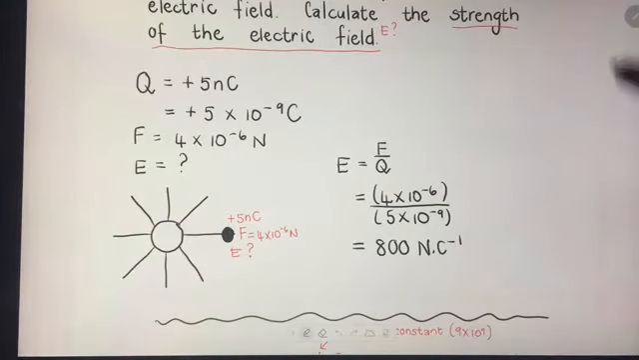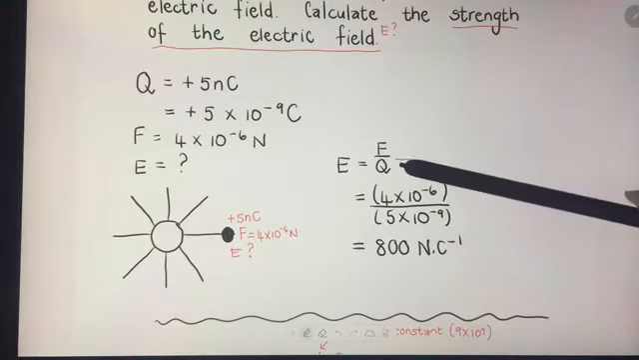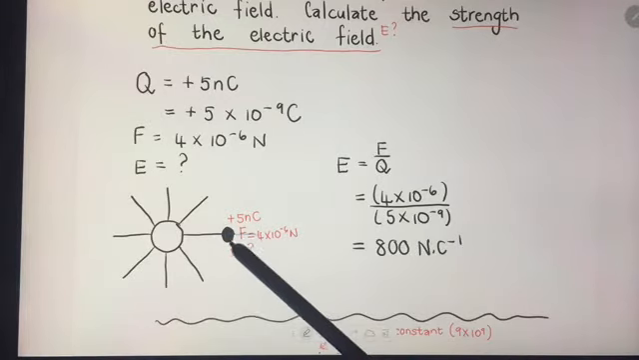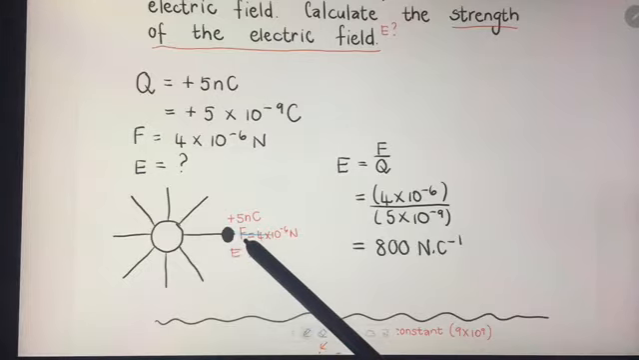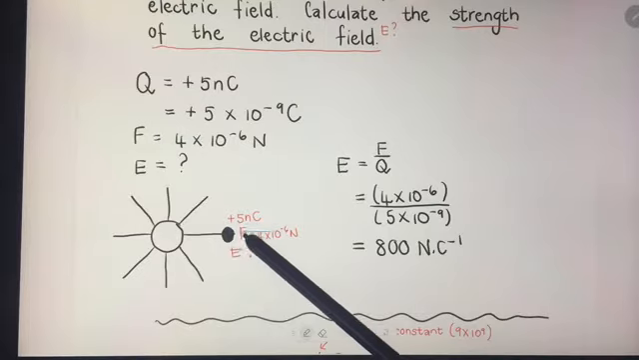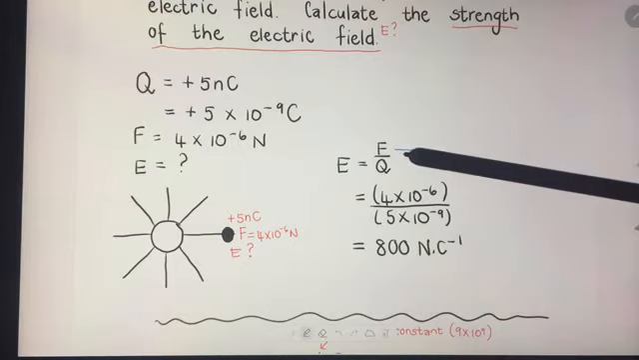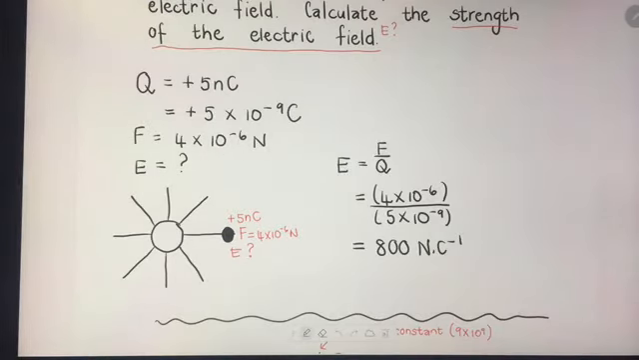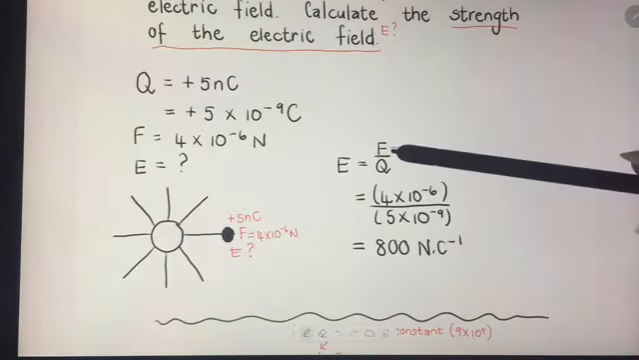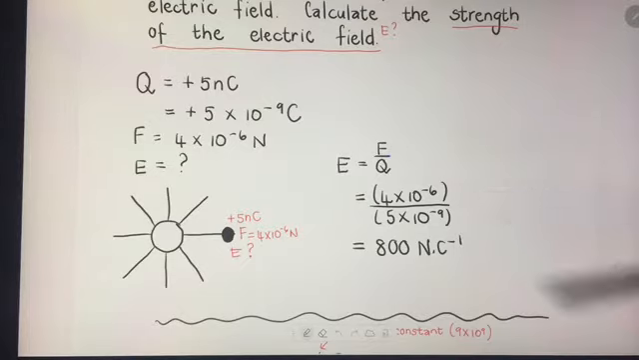Very important to understand, when I use this formula, I'm calculating the strength of the electric field at a point where a charge is placed. So I'm calculating the electric field strength at a point where I know what the charge is and I know what the force is that the charge experiences. And this force is my electrostatic force, so I can calculate that force using Coulomb's law.